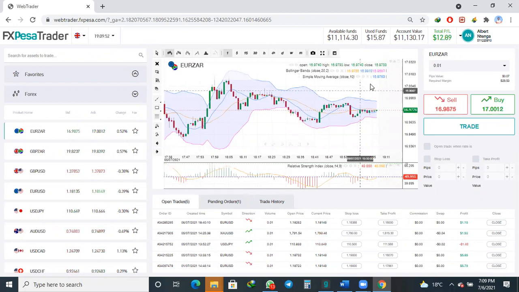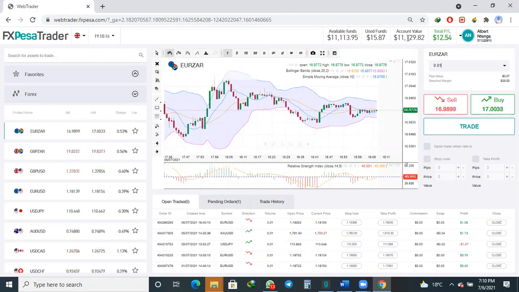Now, the required margin gives a total of the used funds. In this case, the required margin for the euro dollar, gold dollar, dollar Japanese yen, and the euro dollar totals to 15.87. It's a constant figure. It doesn't change.